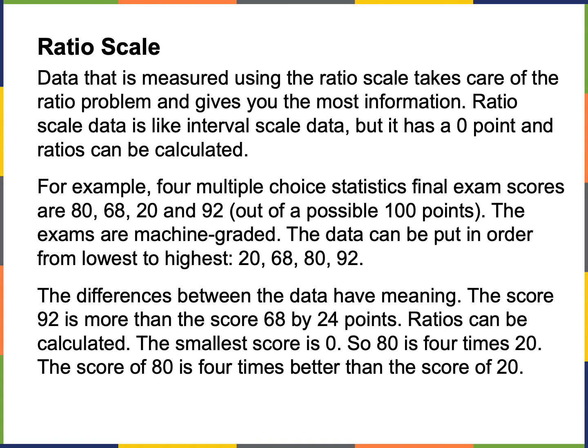are 80, 68, 20, and 92 out of 100. The exams are machine graded. The data can be put in order from lowest to highest. And the differences have meaning. So 92 is more than 68 by 24 points.